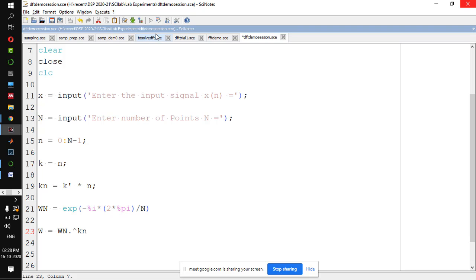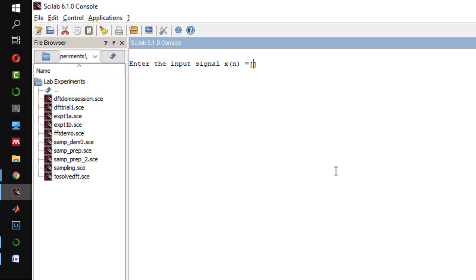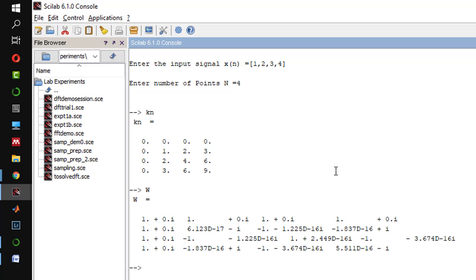Fine. Let's try to run it and see. I'll stick to that sequence 1, 2, 3, 4. Press enter. No errors. Let me check what is there in kn. kn should have that matrix. We have that matrix. Let me check what is there in W. W should be a 4-point DFT matrix now. So if you check, this is 1 plus 0i. Just ignore these 0i's. This is 1, 1, 1, 1, and this is also 1, this is also 1, and this is also 1. And this is basically 0.